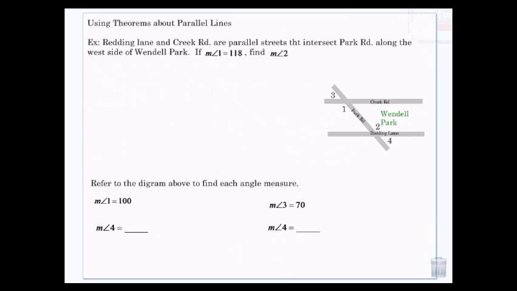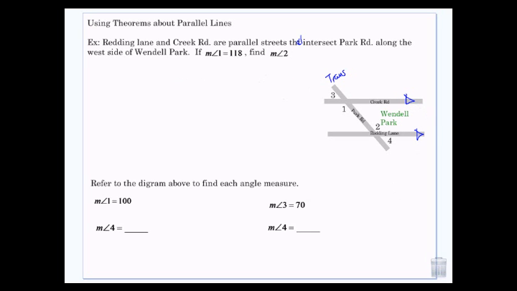Use all that. So we have Reading Lane and Creek Road, and they're parallel, and they intersect Park Road. So Park Road is our transversal. And Creek Road and Reading Lane are parallel, so I'm going to put little triangles on them so I remind myself that they're parallel.